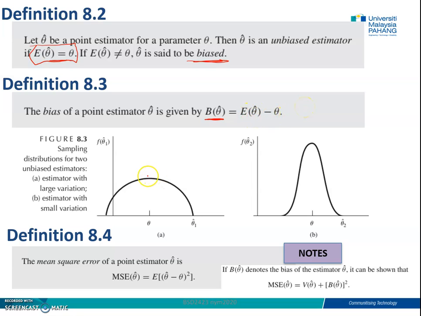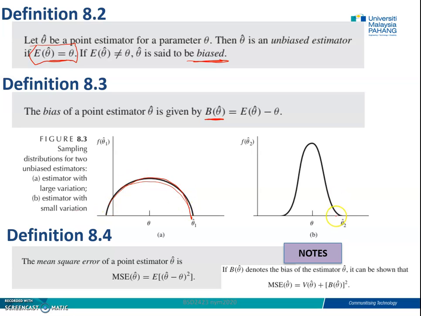So you can see this figure 8.3, the sampling distribution for 2 unbiased estimators. If you look at A here, an estimator with large variance. You can see this is your theta and this is your theta 1 head. But you can see the curve here is symmetric like this. So this is quite a big variance, because it's dispersed and it's wide like this.